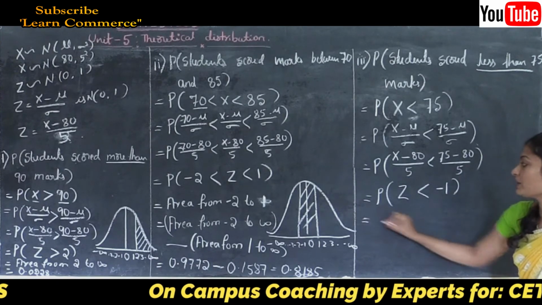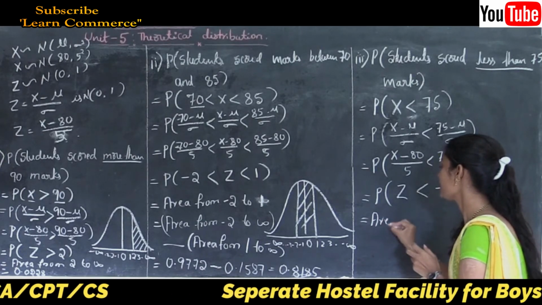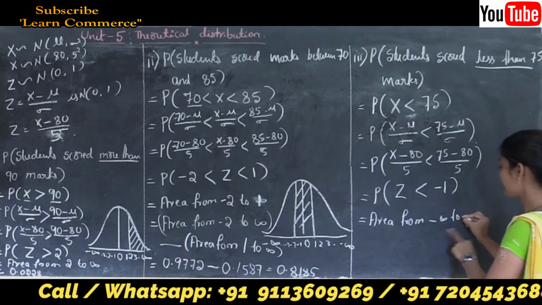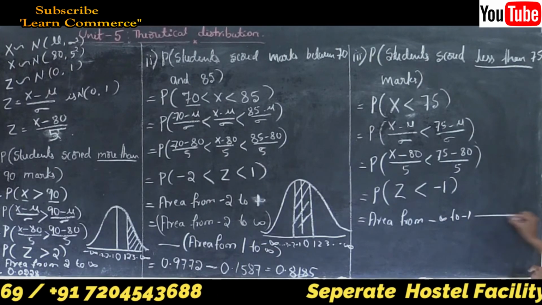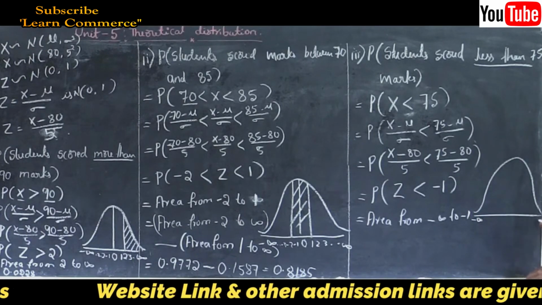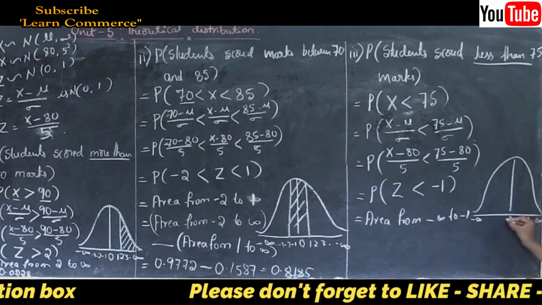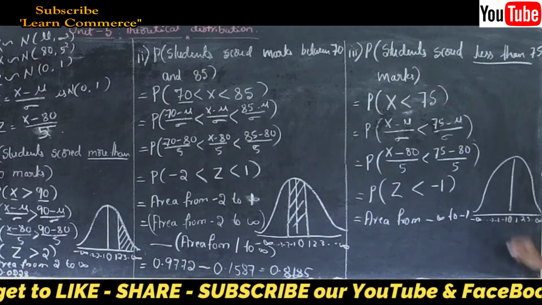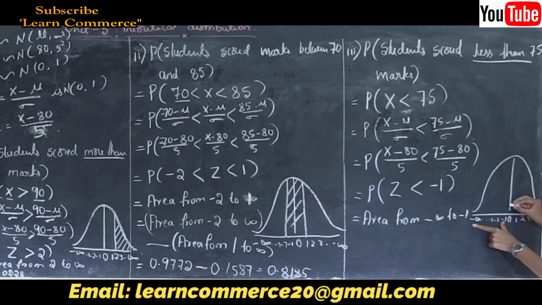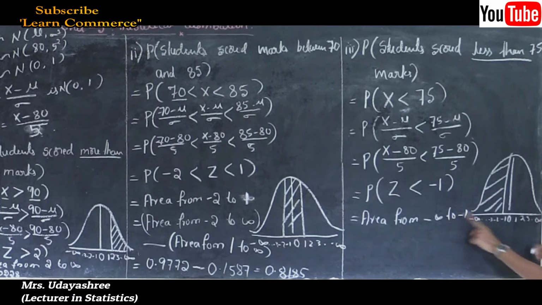Here the sign is less than, so I will write it as area from minus infinity to minus 1. Now I will show this area using the standard normal curve. The standard normal curve is bell shaped. Here the area is from minus infinity to minus 1. See here, minus 1 is here. This is the area from minus infinity to minus 1.